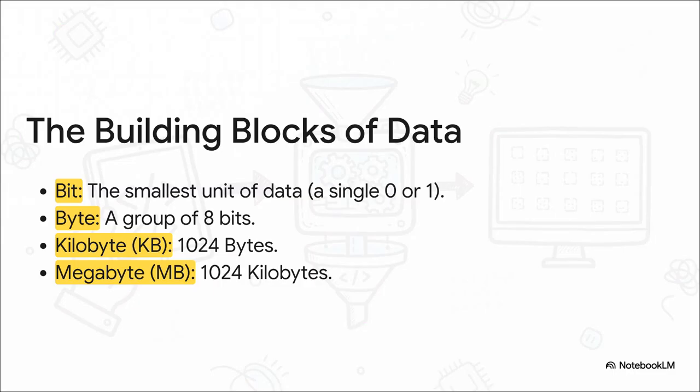And these ones and zeros are the fundamental atoms of all digital data. A single 0 or 1 is called a bit. You group 8 of them together and you've got a byte. And anytime you hear words like kilobyte or megabyte when you're talking about file sizes, you're really just talking about thousands or millions of these simple little bytes.